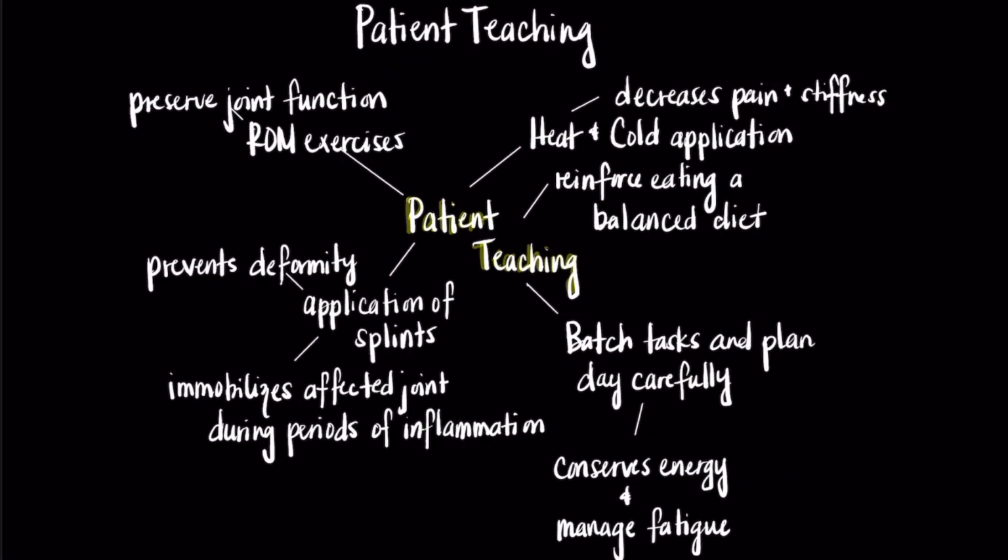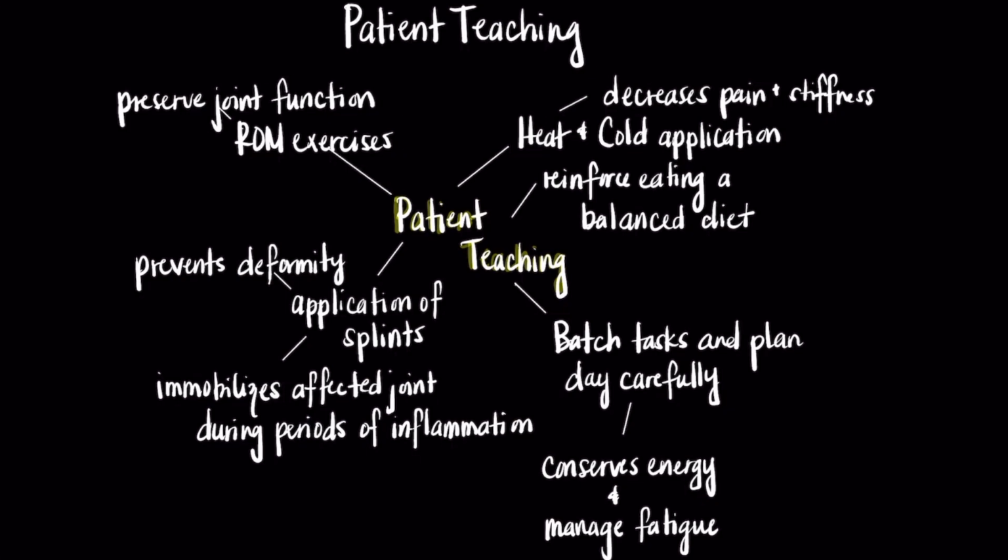The goals with educating a patient with rheumatoid arthritis is to preserve joint function, prevent deformity, decrease pain, and conserve energy. Teach patients to regularly perform range of motion exercises to preserve joint function. However, during an acute flare-up, teach them to immobilize the affected joint instead. Application of splints are a good way to immobilize the affected joint, decreasing pain and deformity.